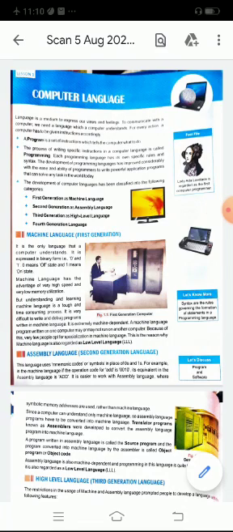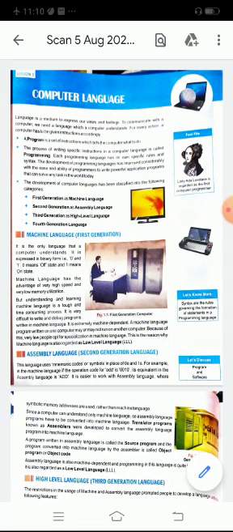Language is a medium to express our views and ideas. We need a language to communicate with our friends or family members. Like that, computer also needs a language to communicate with. This language is known as computer language.